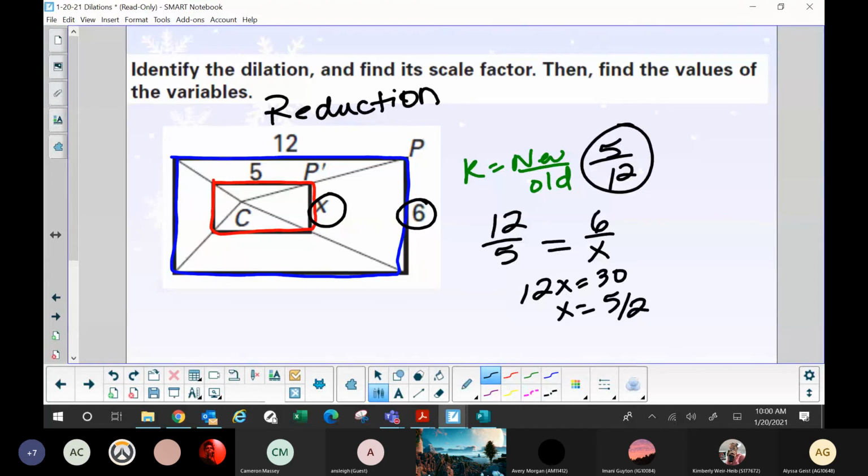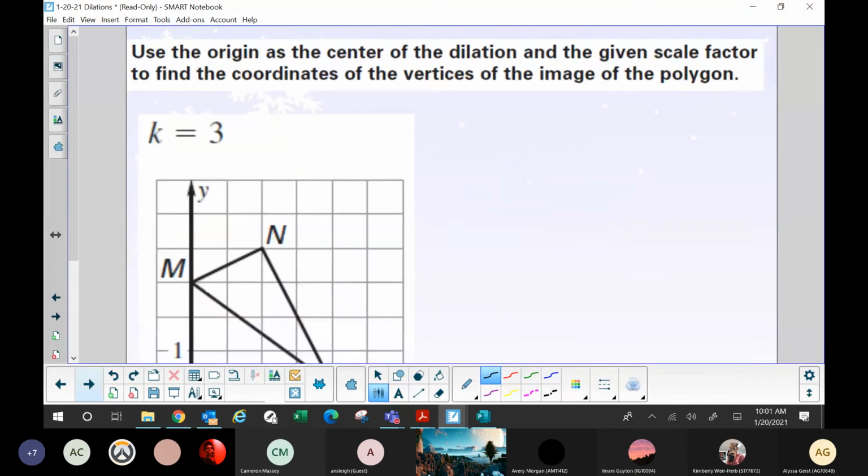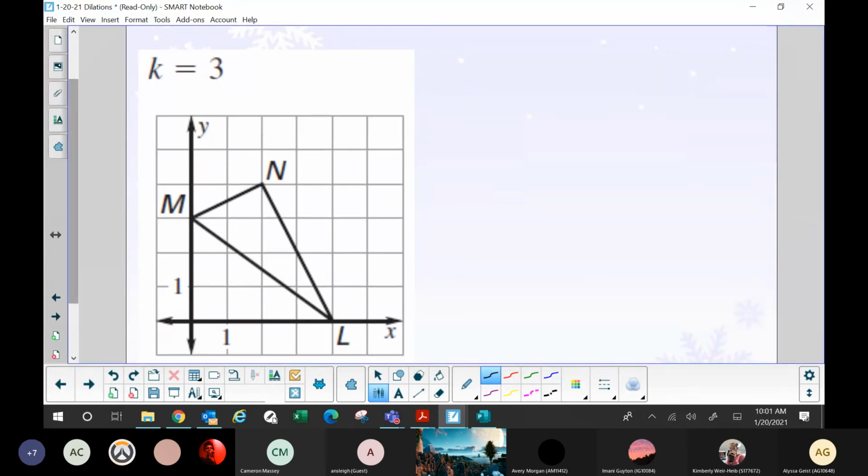Okay. And on the last page, you're given a graph here, and you just have to pick out what those points are. Multiply each of those numbers by 3 because your center of dilation is your origin. Okay, it tells you that in the directions here.